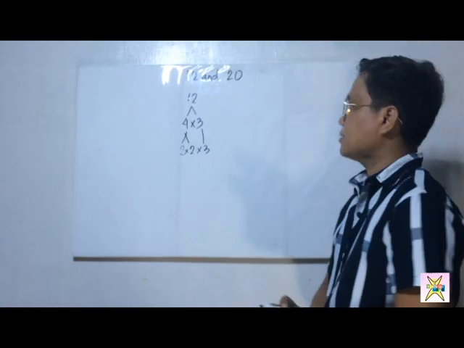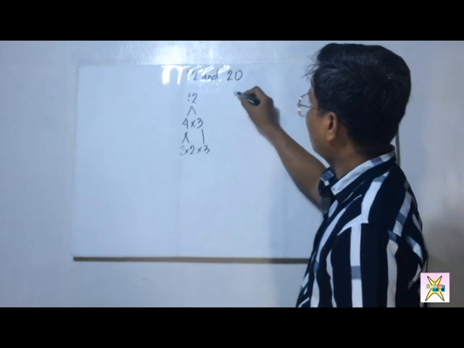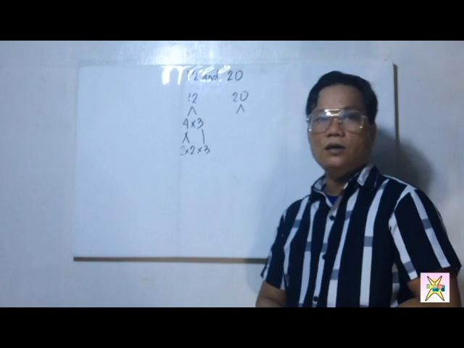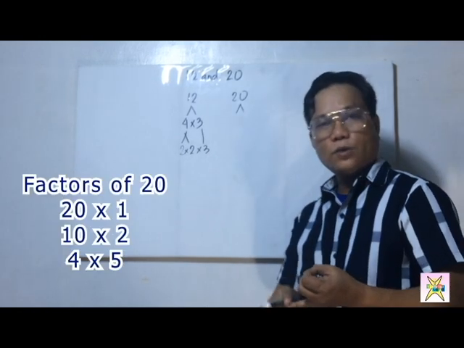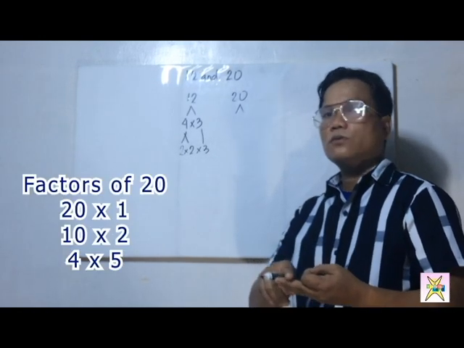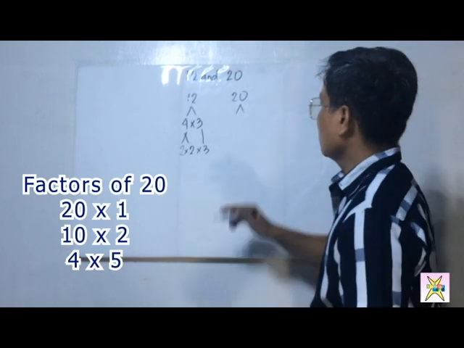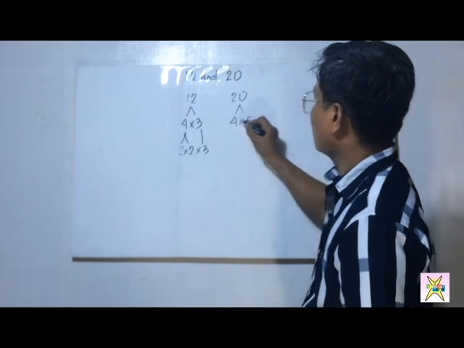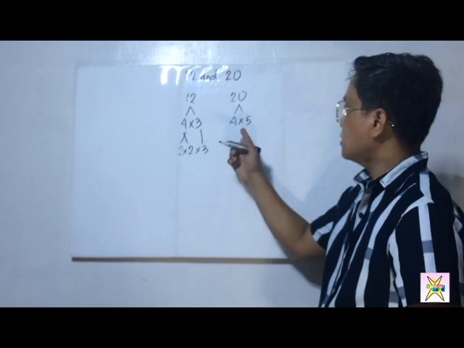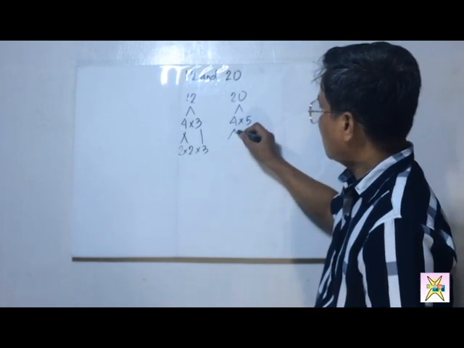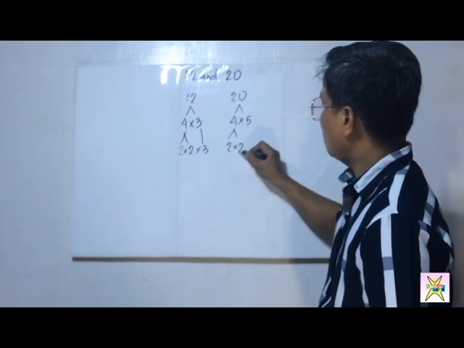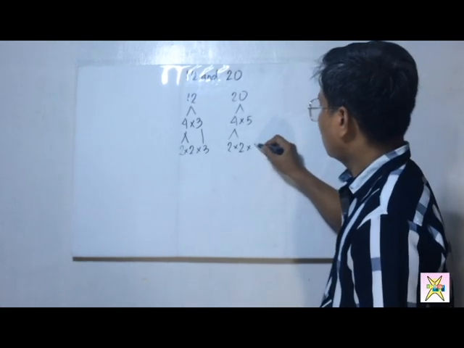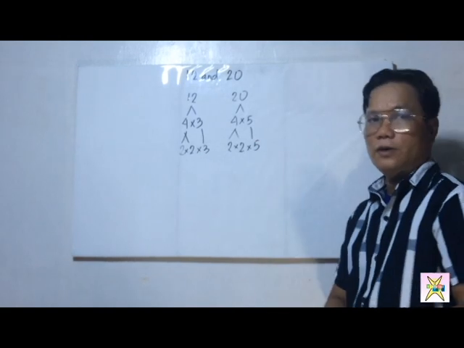Next, we have 20. The factors of 20 are 20 times 1, 10 times 2, and 4 times 5. So I chose 4 times 5. And the same here, 4 is still factorable by 2 times 2, and 5 is already a prime number. So we can put it here.